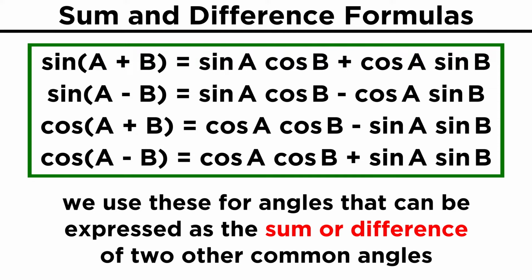These tell us that if we want to find the sine or cosine of an angle that is the sum or difference of two other angles, we can find it in terms of the sine and cosine of those two angles. There are derivations for these, but they are a bit involved, so we won't go over them here. Instead, we will just learn how to apply them.